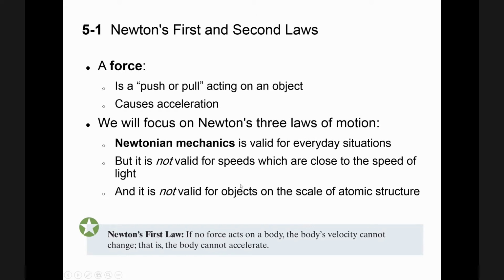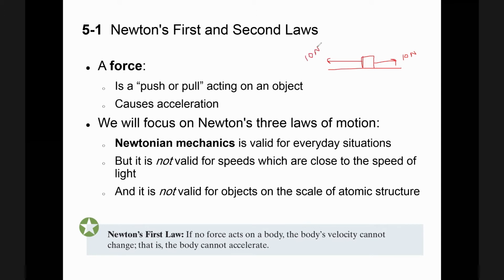Let me show you here. I have this object, and somebody is applying a force here, 10 Newton, pulling, and another person is applying another force, also 10 Newton. What will happen to the object?